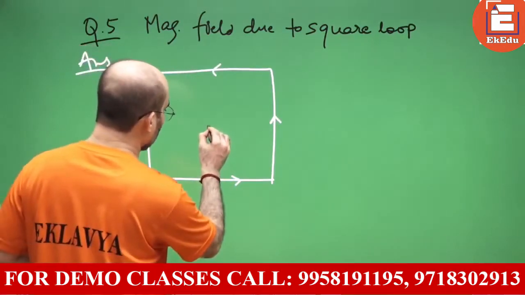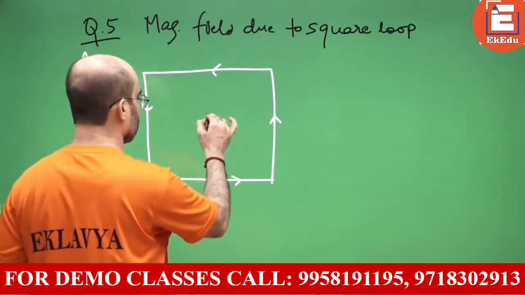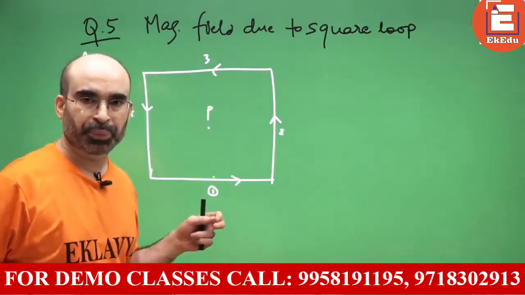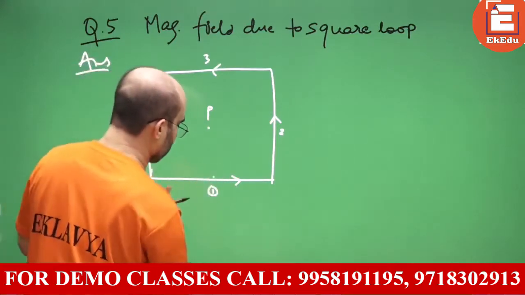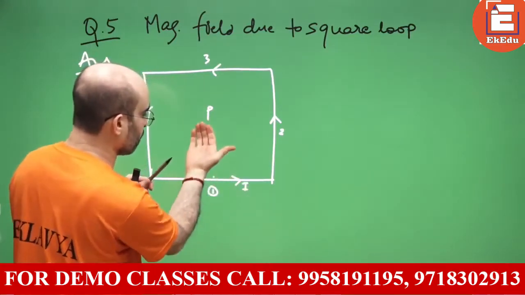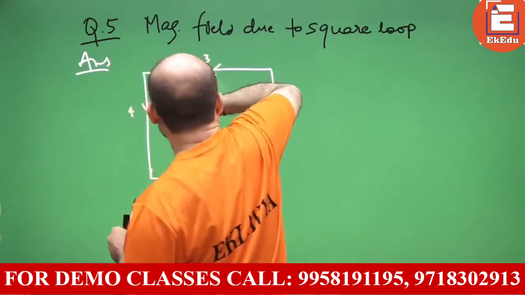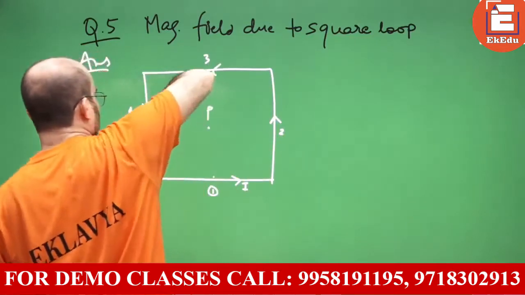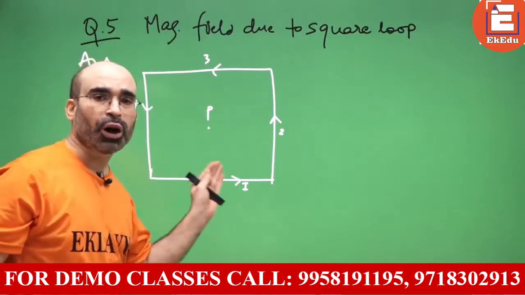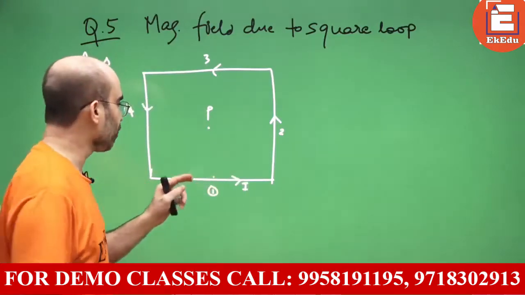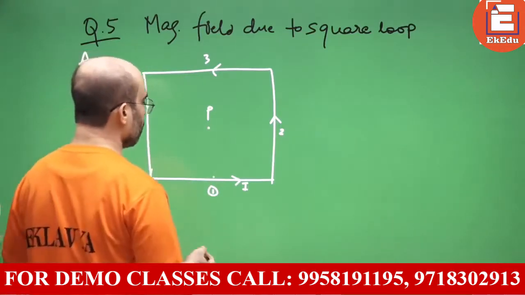Now suppose this is the point where we need to find the magnetic field. Let's call this point P. The magnetic field due to this one is outward, because if current is flowing in this direction, the magnetic field is outward. For this it is again outward, for this again outward, and here also outward. So for all the currents, the magnetic field at this point P would be outward.